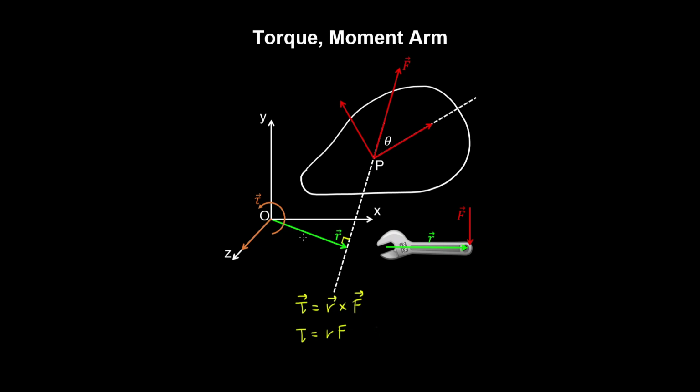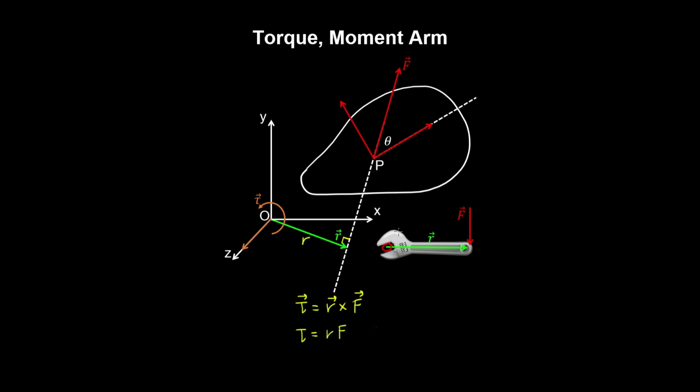So in this case, R is the moment arm, which is the distance between the pivot point and the line of action of the force. This is useful, for example, where we have this socket wrench and we're trying to tighten a bolt. So this is our pivot point, and we apply a force on the wrench and draw a vector from the pivot point to the line of action of the force.